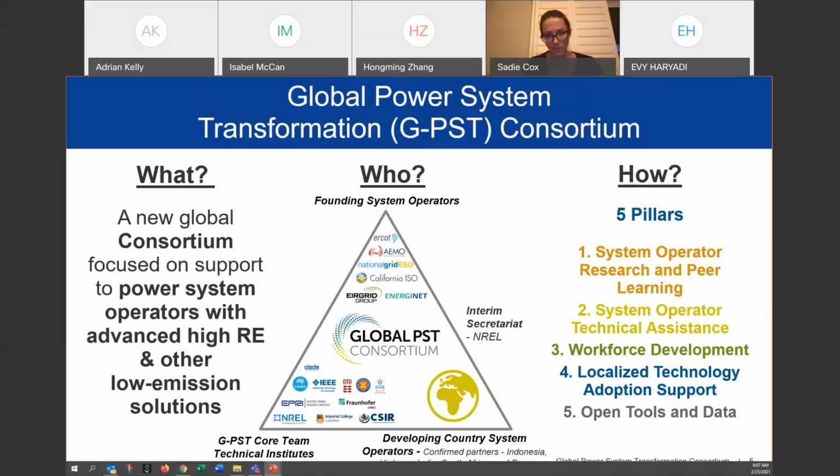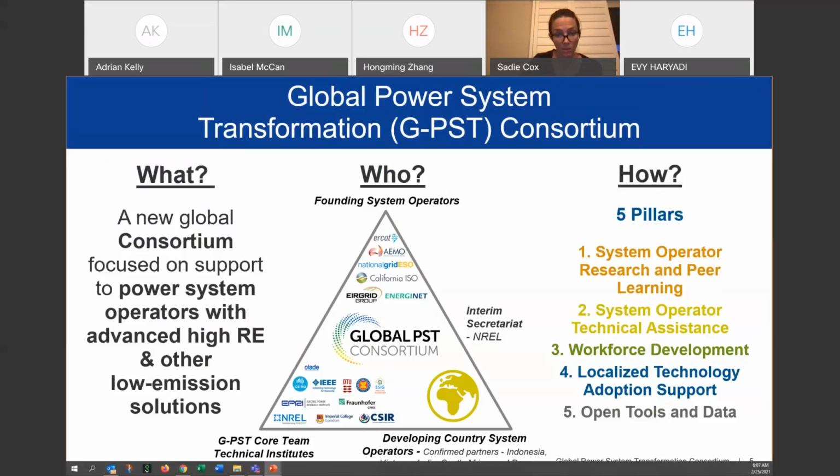So the G-PST is a new initiative that we recently established together with many partners around the world with a really targeted focus on support and collaboration with system operators to research and implement cutting-edge technologies and solutions required to bring very high levels of renewable energy and other complementary technologies onto the grid.